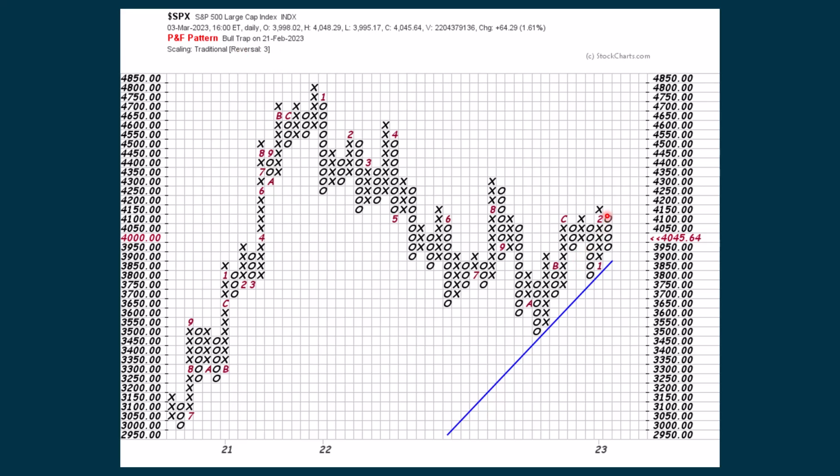If we continue to go higher, some more X's will be drawn. If we continue to go down, more zeros will be drawn. If we go sideways, nothing new will be drawn. This is a chart that's based just on price movement, not taking into account time.